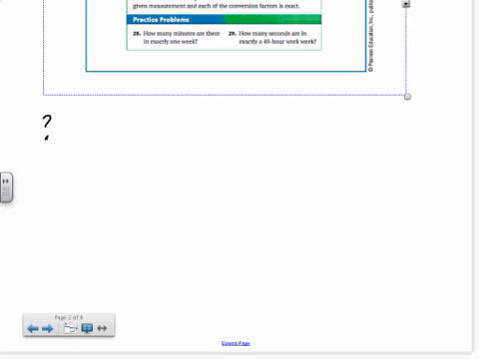I always want you to set it up this way. Put down what you're trying to find. So I'm trying to find minutes. Put that equal to what you have. I have 1 week. Now set up your factor. Remember, we want to convert, and this is going to be multi-step to get here. So we're going to convert from weeks to days, days to hours, hours to minutes.